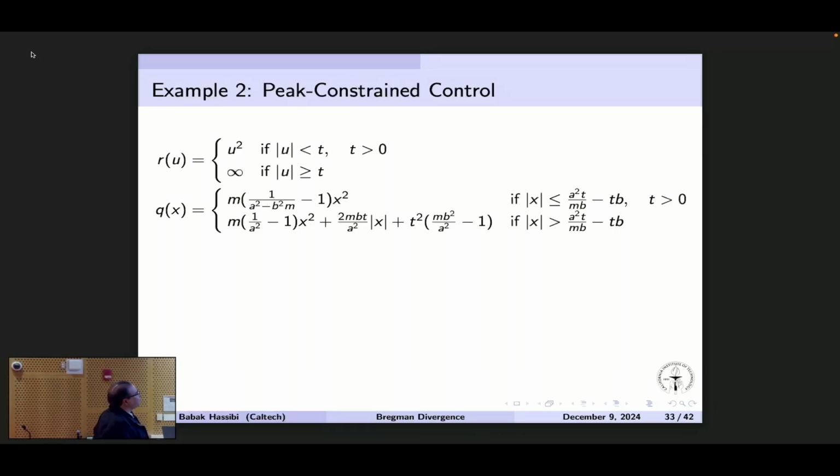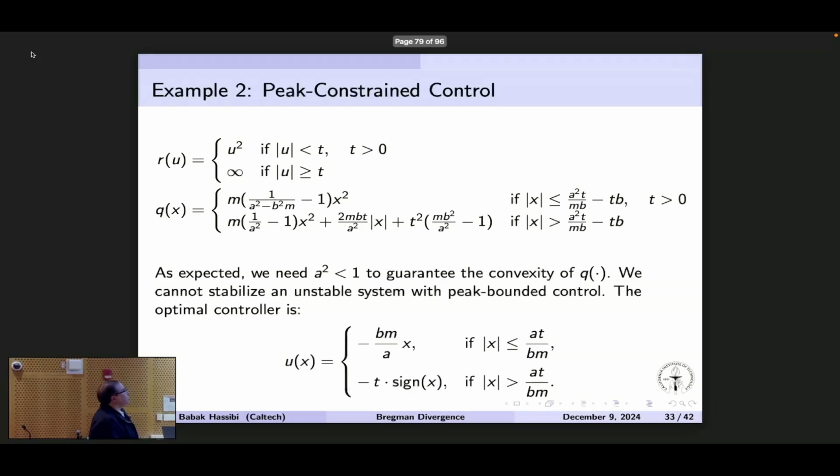If you look at this one now, to get a convex q, this coefficient has to be positive, which means that a has to be less than 1, has to be stable. And this is totally expected because you cannot hope to stabilize an arbitrary unstable plant if you're peak constrained. Because if your initial state is too big, it'll run away too fast. The peak constrained guy cannot catch up. And so it's very natural that this was the answer.